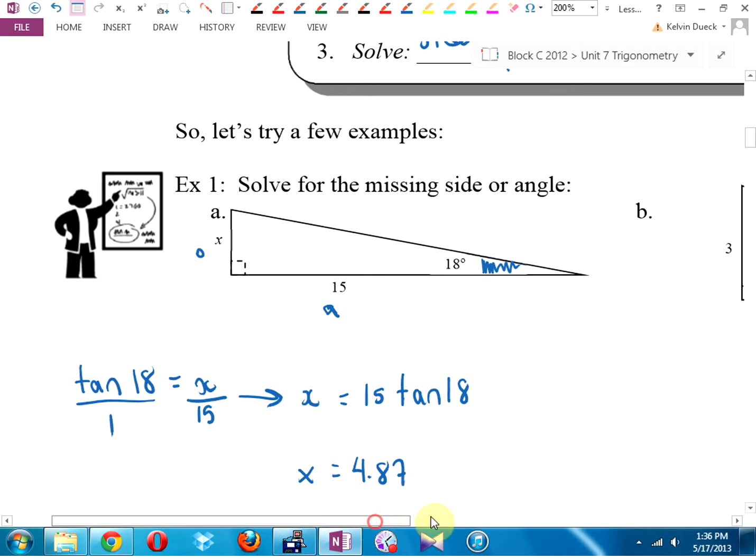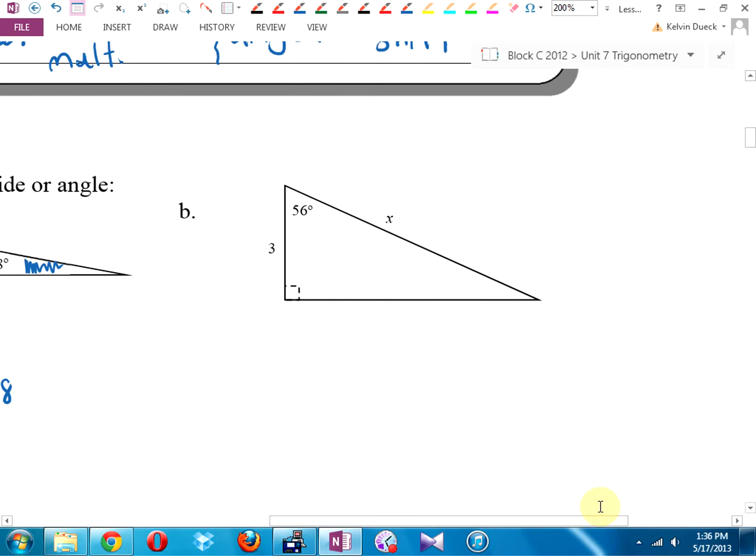B. Can you see which angle they gave me, Sam? Which one? In B, which angle did they tell me? Let's color a little, make it stand out. Let's label the 2 sides that have things on them. The X, what's that? Opposite, adjacent, or hypotenuse? Put a little H there.